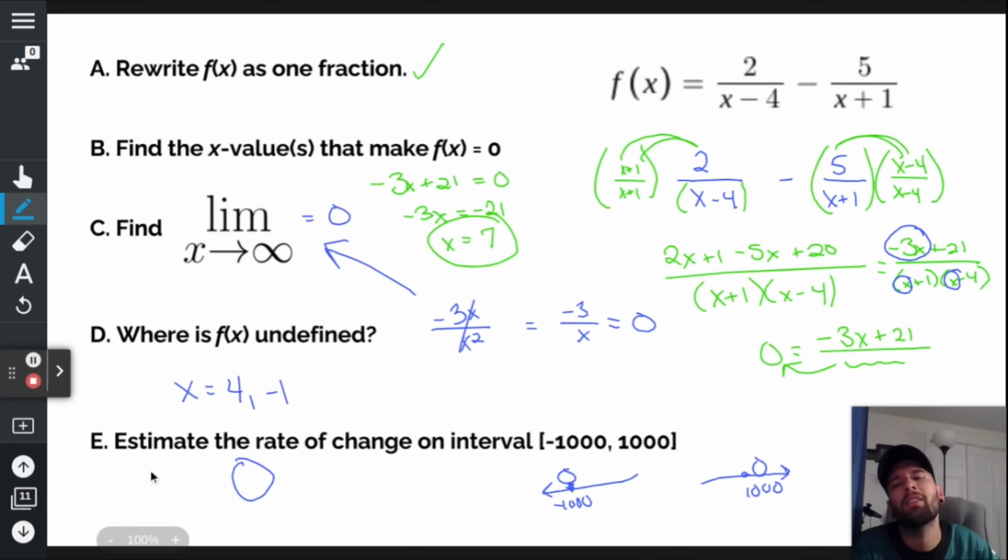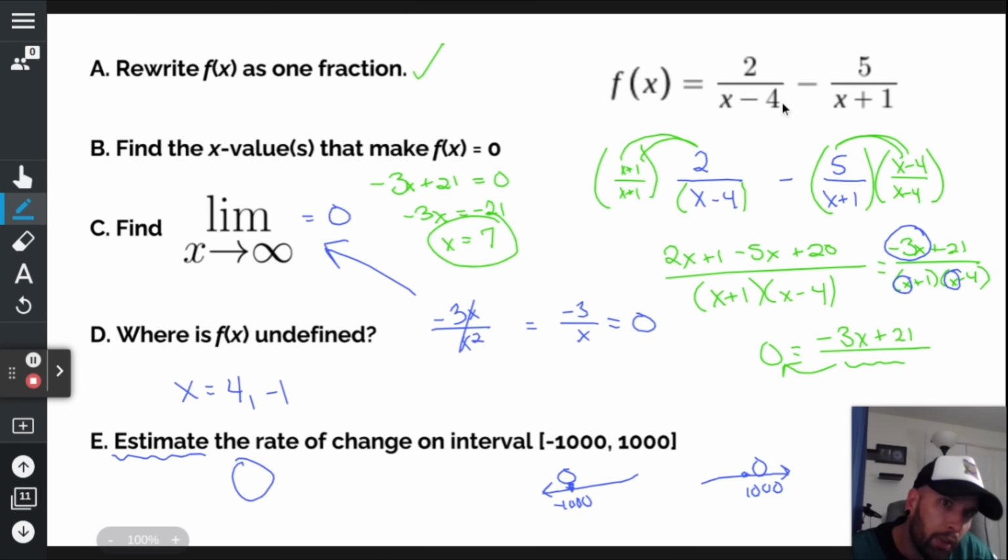Oh, that's why it says estimate. Oh, I should have known. Oh, me, creating fun problems. Yeah, the last thing you want to do is plug in 1,000. But even if you did, let's just have fun and say you did. If I plugged in 1,000, I would get 2 over a really big number minus 5 over a really big number, basically 0 minus 0.